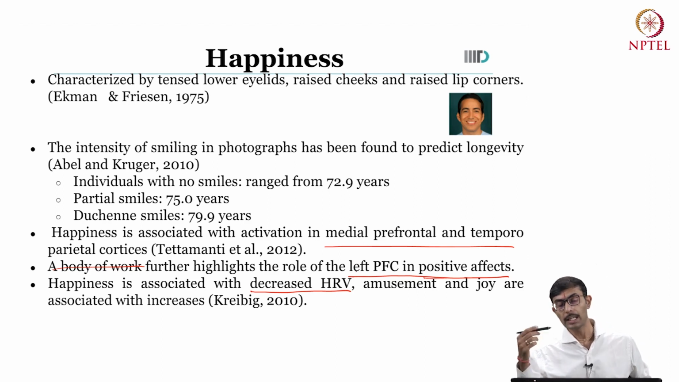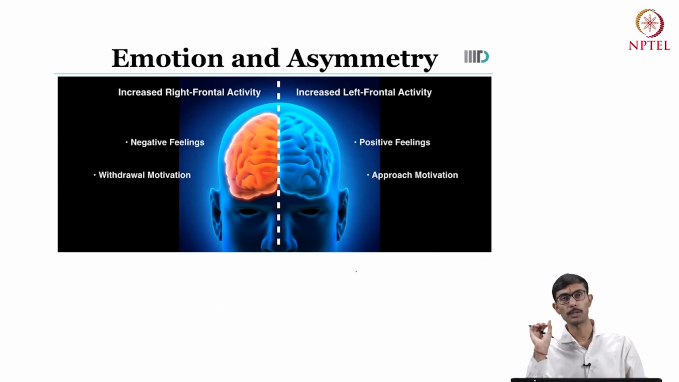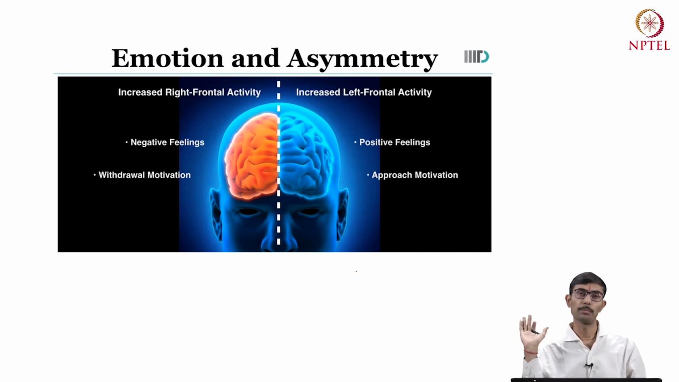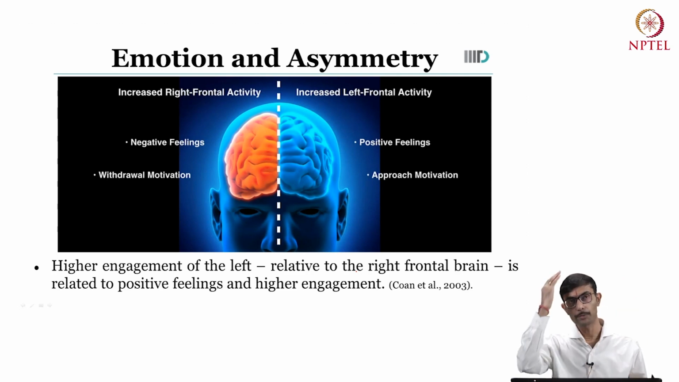So now we talked about one very interesting point here, that in the case of positive affect, more activity is found in the left prefrontal cortex. Building upon that, we will be talking about one very interesting concept in the psychology of emotion, that is emotion and brain asymmetry. Basically, researchers have found that higher activation in the left region of the brain relative to the right region is found when the individual is experiencing any positive feeling or higher engagement. This has been shown by Kwan and several other researchers.